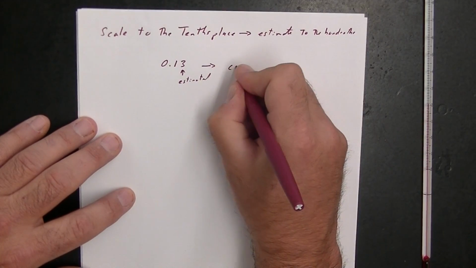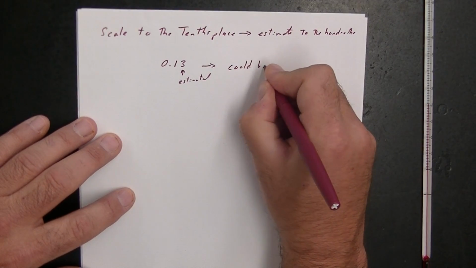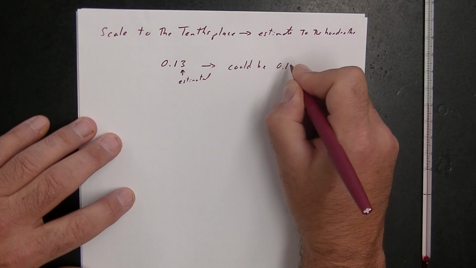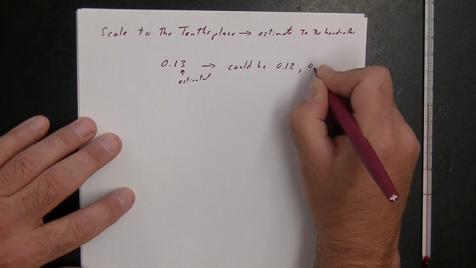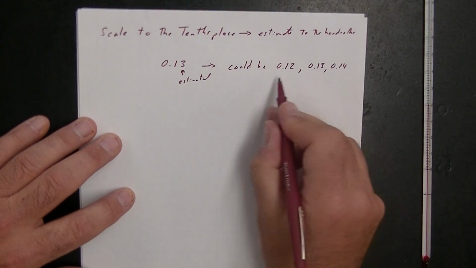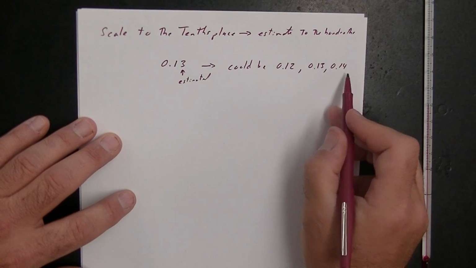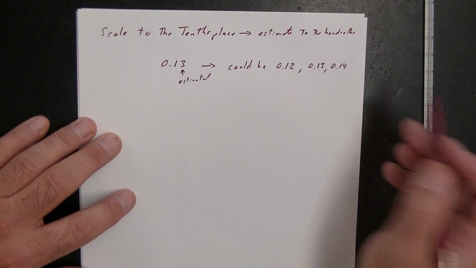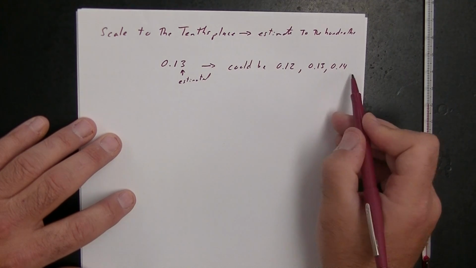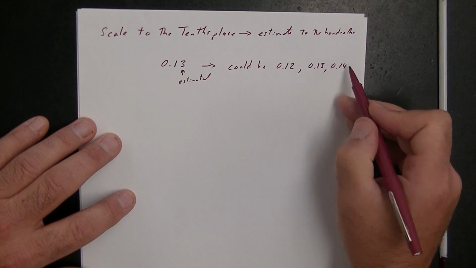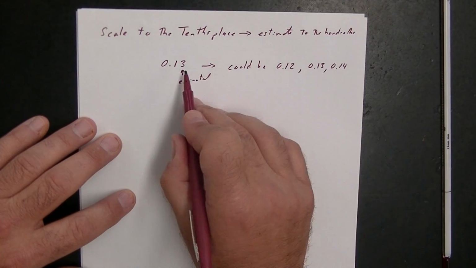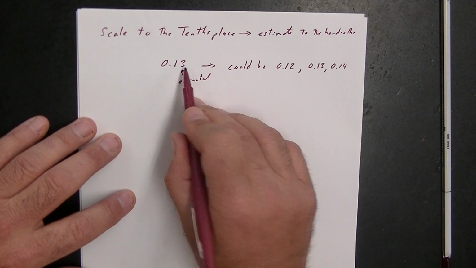So this could be 0.12, 0.13, or 0.14. There's a range of numbers that it could be. Now if you can't get in this range when you estimate, it's a problem, because 0.11 would be really close to 0.1, and 0.15 is now way up halfway. So our uncertainty is plus or minus 1 of this last digit.